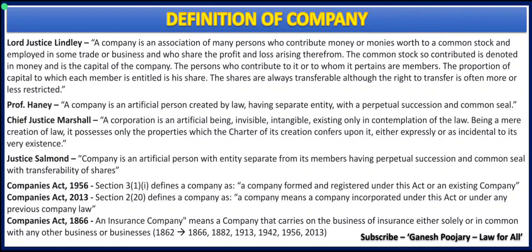Coming to the second definition, Professor Hannes says, and I quote, "A company is an artificial person created by law having separate entity with a perpetual succession and common seal." This definition straight away covers 5 features of the company. They are, firstly, company is an artificial person. Company is a creation of law. You cannot touch or feel a company, but it does exist in the eyes of law. Likewise, company cannot touch, feel, sense, taste, hear like a human does, but it does exist in the eyes of law. That's why it can sue or can be sued.